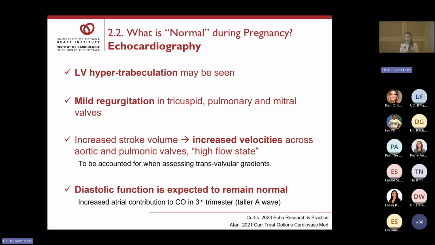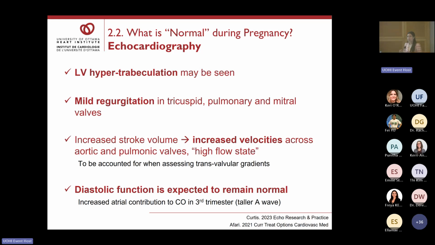A few other things that might catch your eye when you're looking at these echoes. One is that we may develop LV hypertrabeculation that resolves in the postpartum period. Due to the dilatation of the cardiac chambers, we're going to have some degree of mild regurgitation, particularly in the tricuspid and pulmonary valves, but it could also happen in the mitral position in about a quarter of patients. And due to the increased volume, you're going to see increased velocities across your aortic valve and your pulmonic valve. And this is key. This is very important to consider when you're trying to assess a valve area or using the gradients to calculate severity of disease.